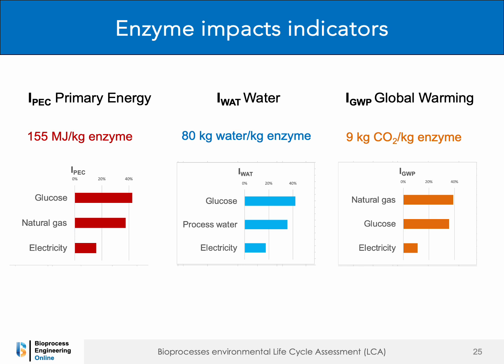Accordingly, for the three impact indicators, it is the production of the glucose used in the fermentation medium that brings a dominant contribution to the enzyme environmental footprint.